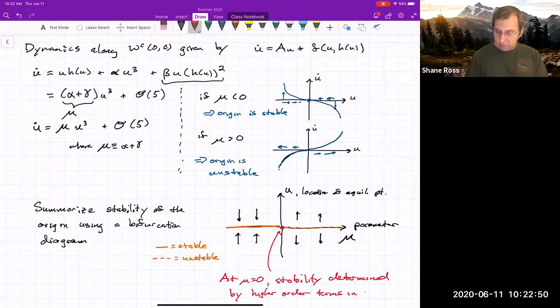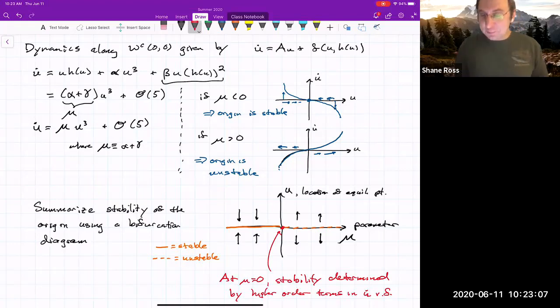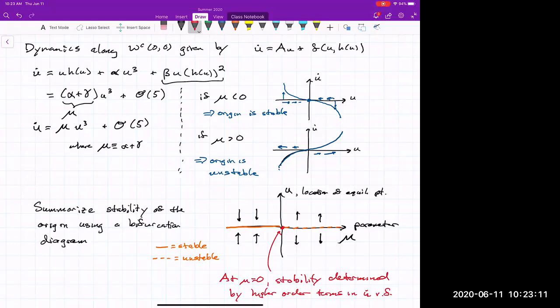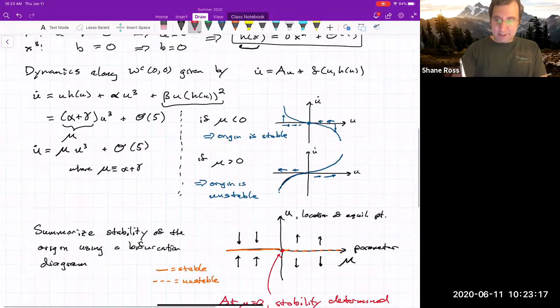In the u dot vector field. Professor? Yes. So can we say something about more equilibrium points being created after mu becomes positive? Well, not yet, because we didn't go to a high enough order to see that. But okay, that leads into what I want to do next, which is look at the higher order stuff.